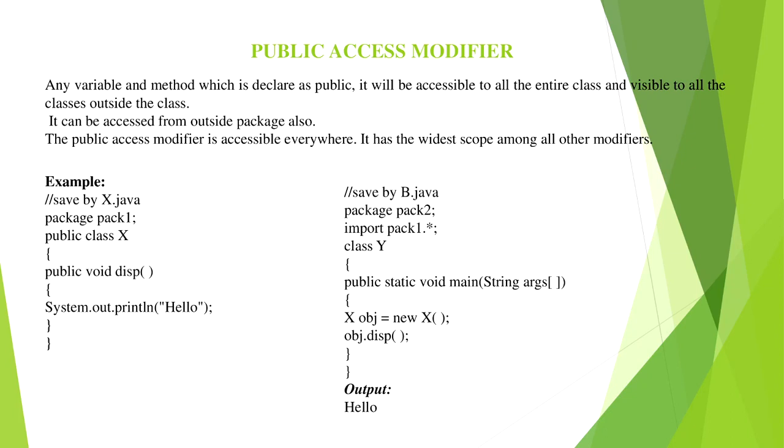Here no compile time error is created, because I have created the class X as public and also the method as public. That's why I can use the same method in the other class Y also, and you will get the output hello.